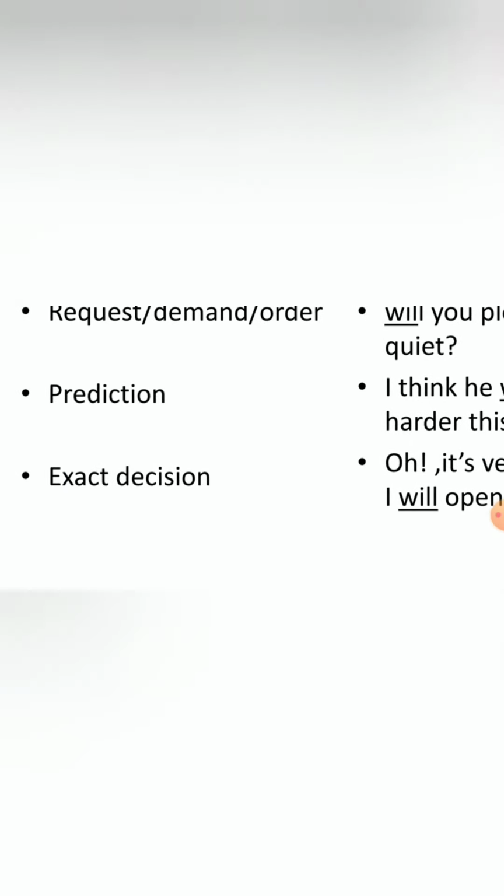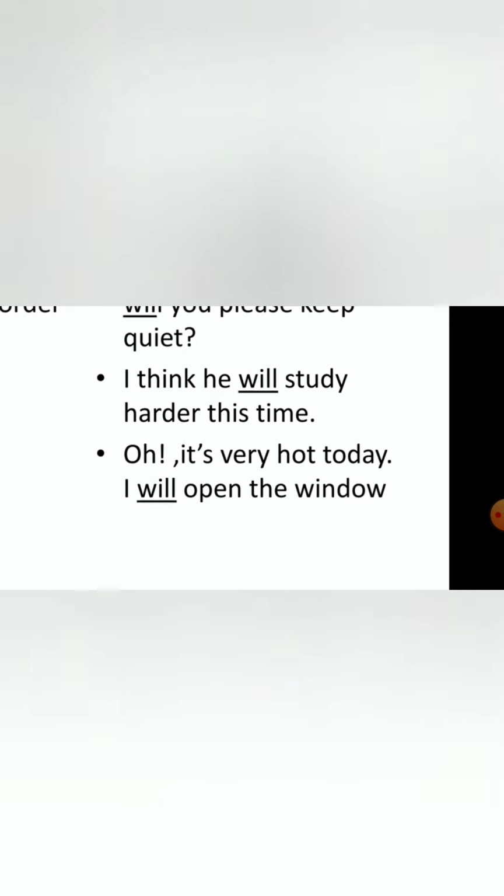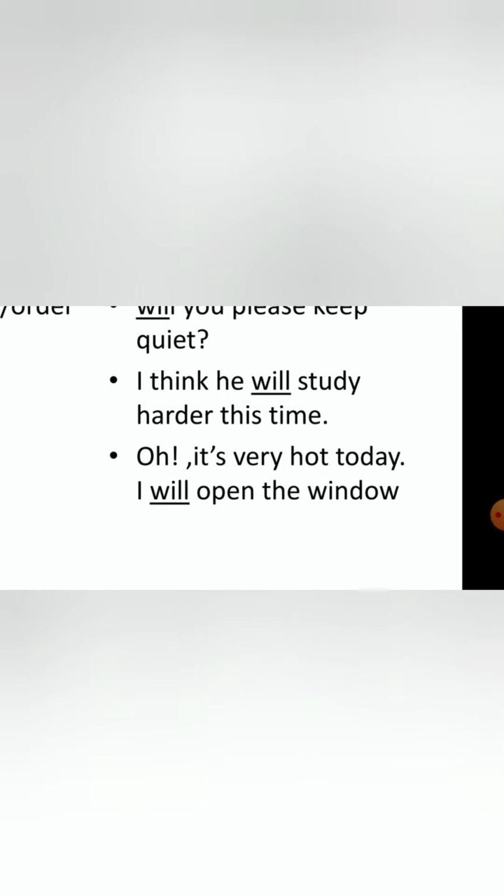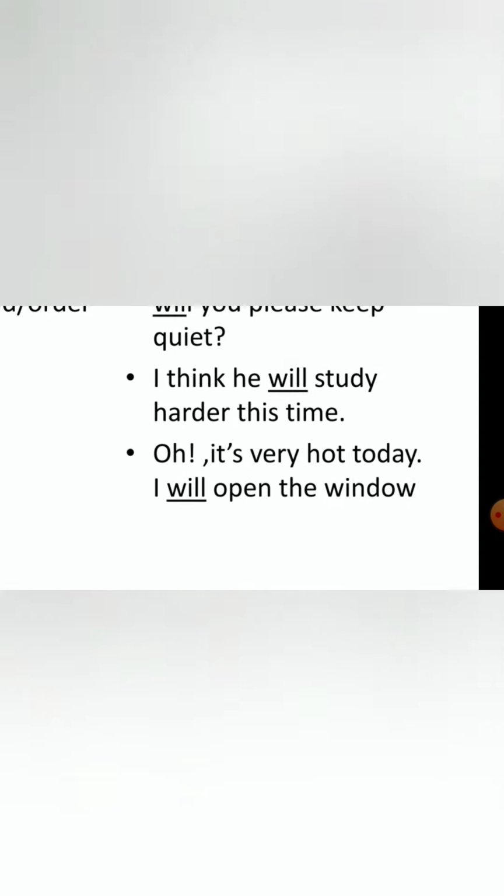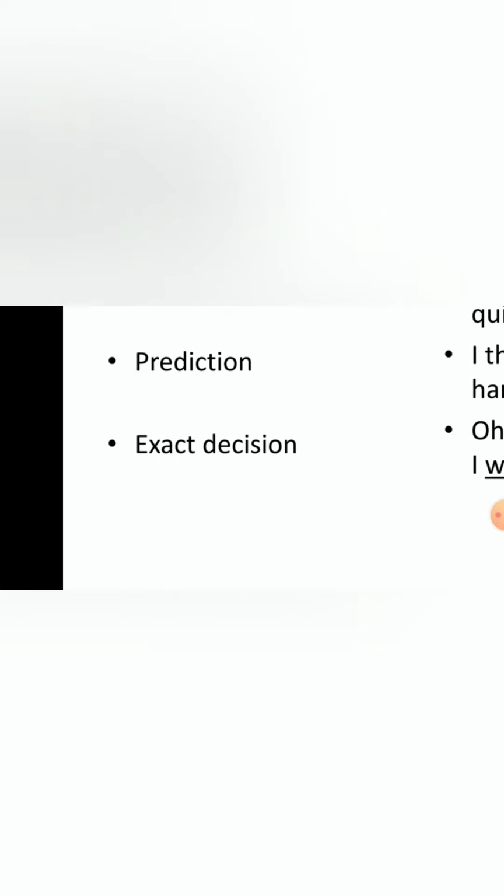Next one, prediction. Prediction means prophecy. So, here is an example for that. I think he will study harder this time. So, it will predict: I think he will study harder this time. We can use the modal verb will here to predict something. What prediction? I think he will study harder this time.